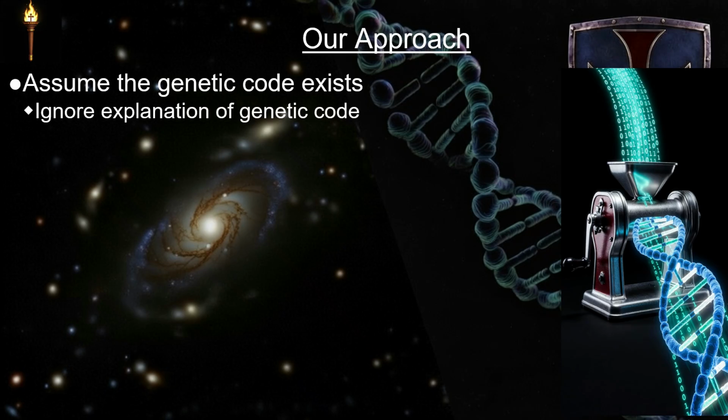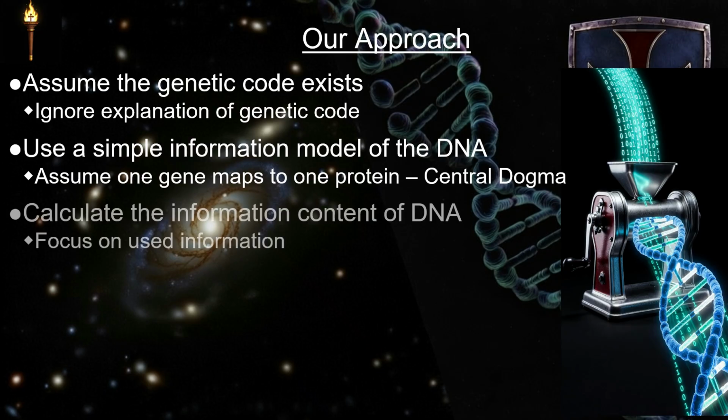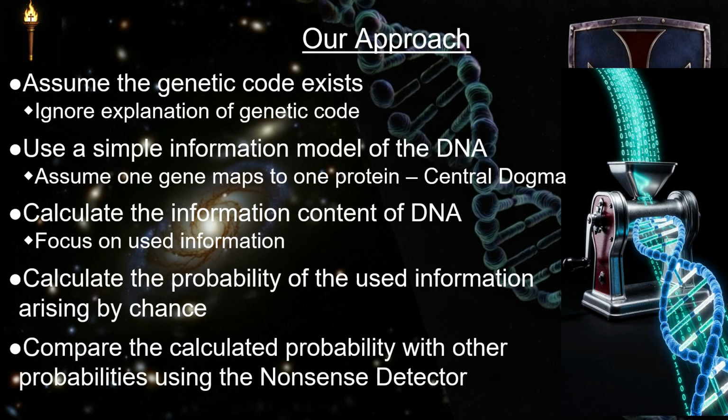So our approach is to assume the genetic code exists. We're going to ignore an explanation for the creation of the genetic code. We're going to use a simple information model of the DNA, and by simple I mean we're going to assume one gene maps to one protein, the central dogma. We'll calculate the information content of DNA, focusing on the used information. Then we'll calculate the probability of the used information arising by chance, and then compare that calculated probability with other probabilities using the nonsense detector.